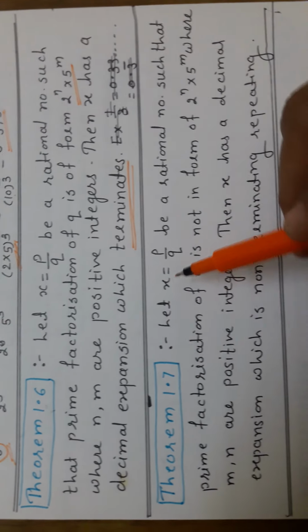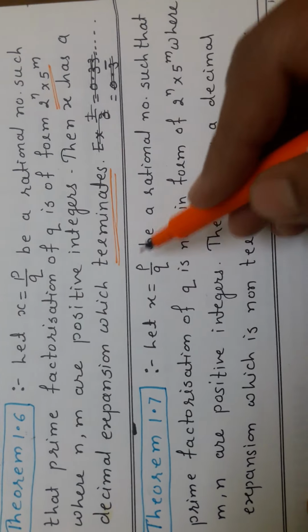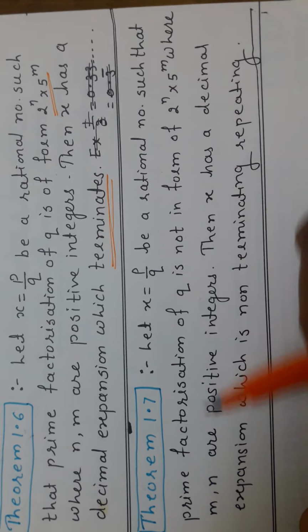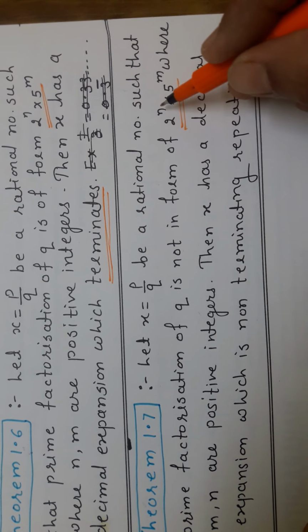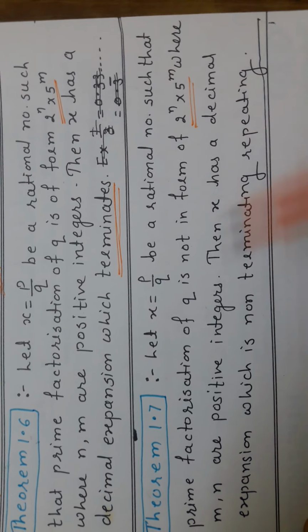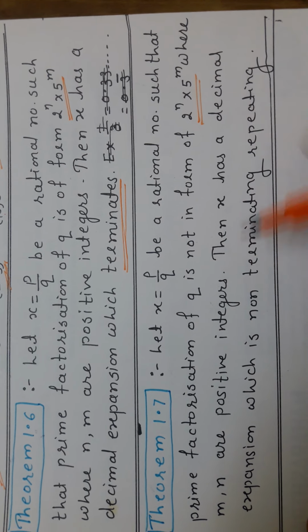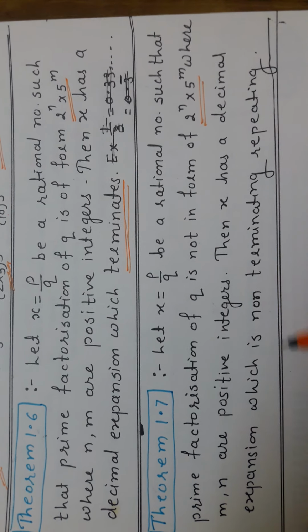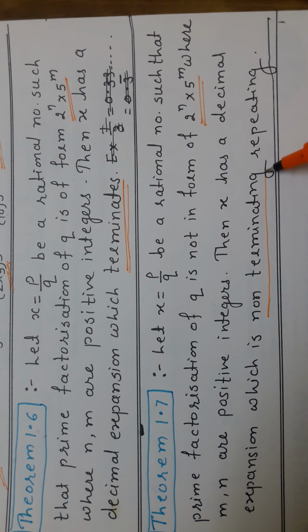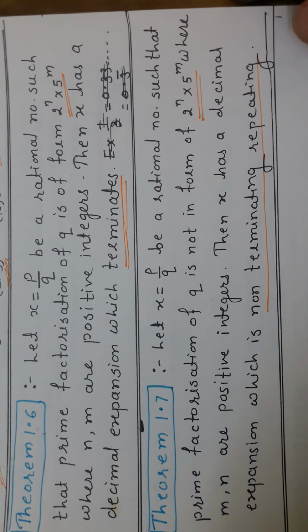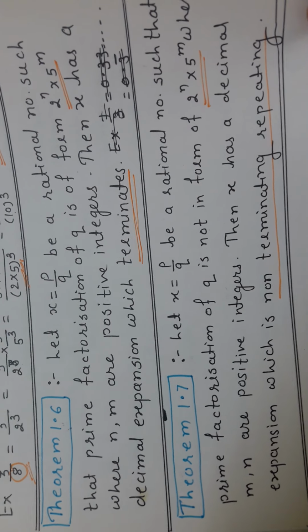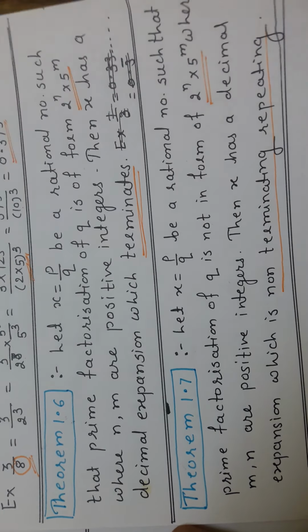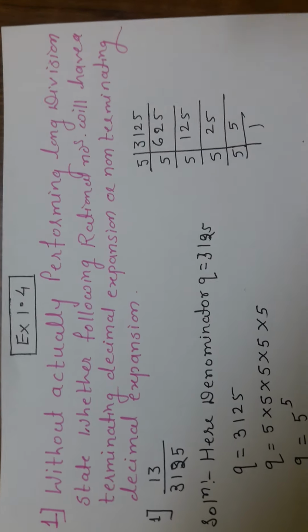Theorem 1.7 says that let x is equal to p by q be a rational number such that the prime factorization of q is not of the form 2 raised to the power n into 5 raised to the power m, where m and n are positive integers. Then x has a decimal expansion which is non-terminating repeating. Means here we have to see the three theorems, that is 1.5, 1.6 and 1.7. On these theorems we have to solve the next exercise, that is 1.4.